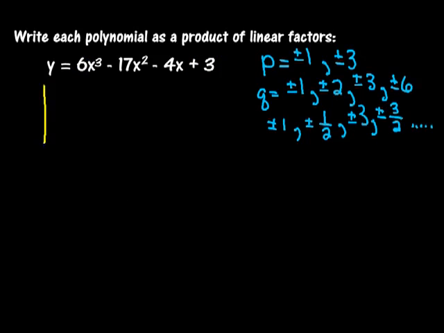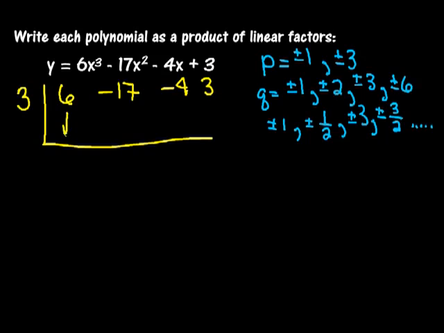So I'm going to set up my synthetic division, and I'm going to try positive 3. So I'm going to write my 6, negative 17, negative 4, 3. I'm going to bring my 6 down. 6 times 3 is 18. Add down to get 1. 3 times 1 is 3. Add down to get negative 1. And 3 times negative 1 is negative 3. And I add down to get 0.